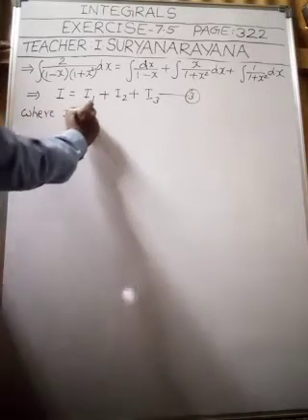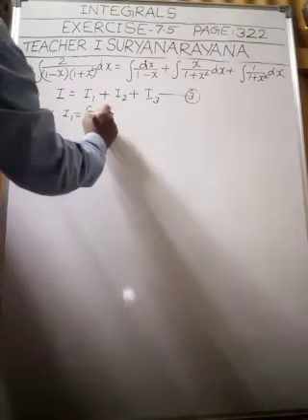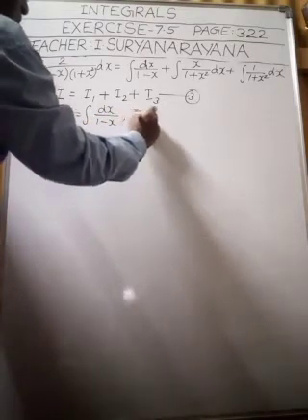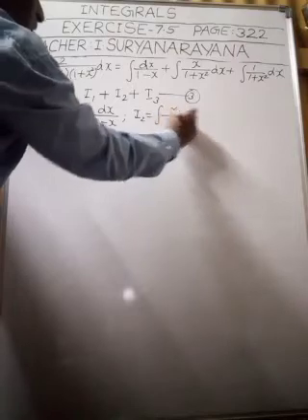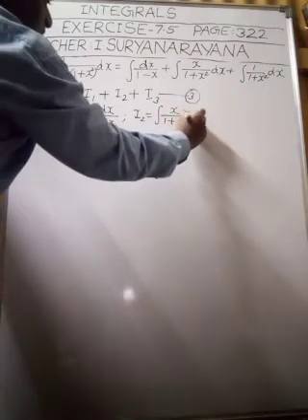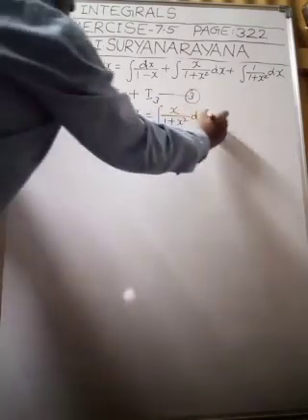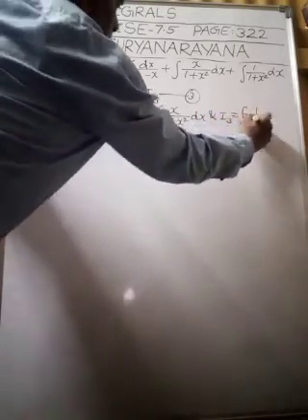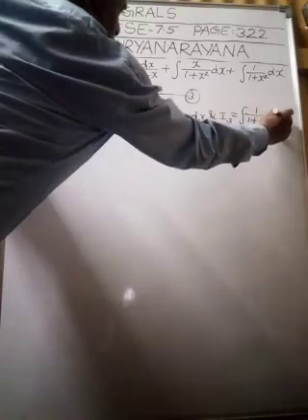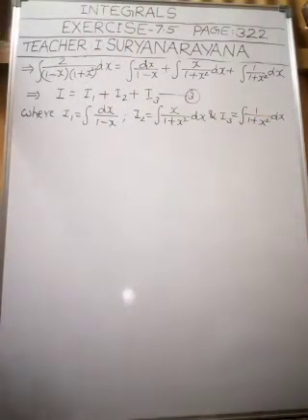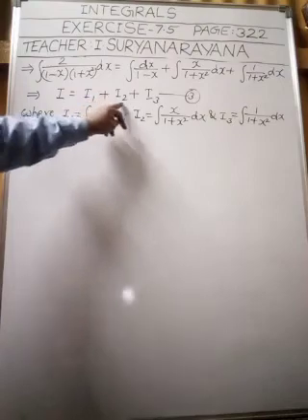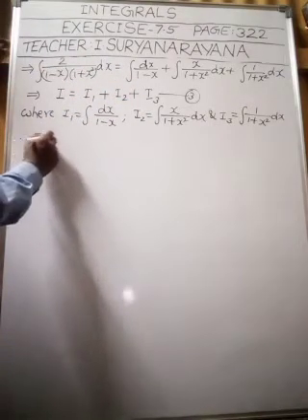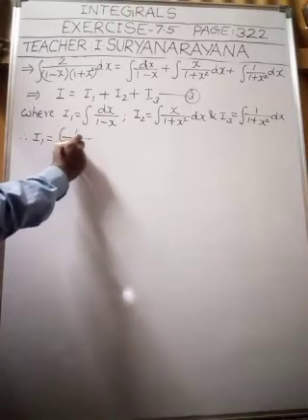Where I1 is equal to integral dx by 1 minus x, I2 is equal to integral x by 1 plus x square dx, and I3 is equal to integral 1 by 1 plus x square dx. Okay, my children. So let us find the I1, I2, I3 values separately. Therefore, I1 is equal to integral 1 by 1 minus x dx.